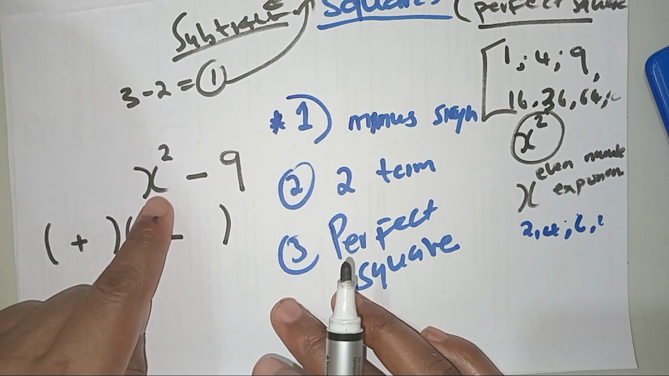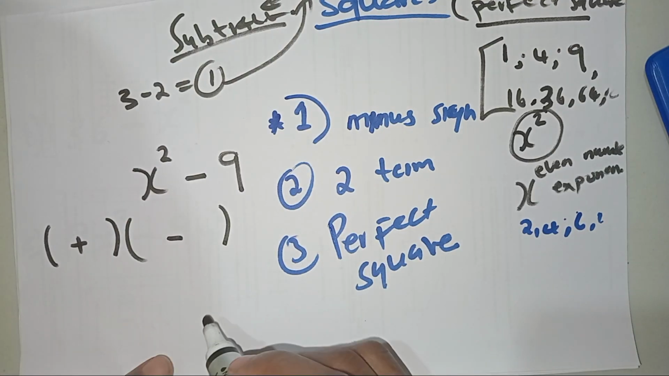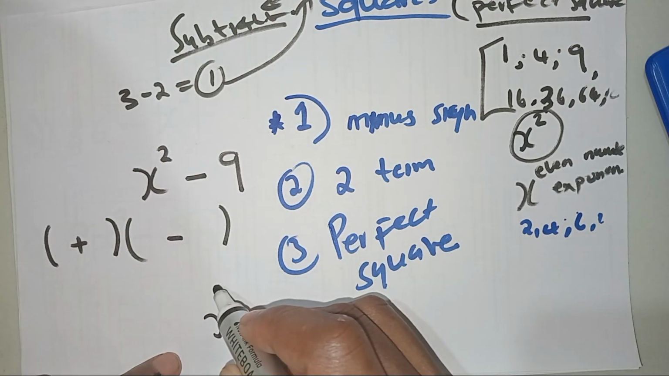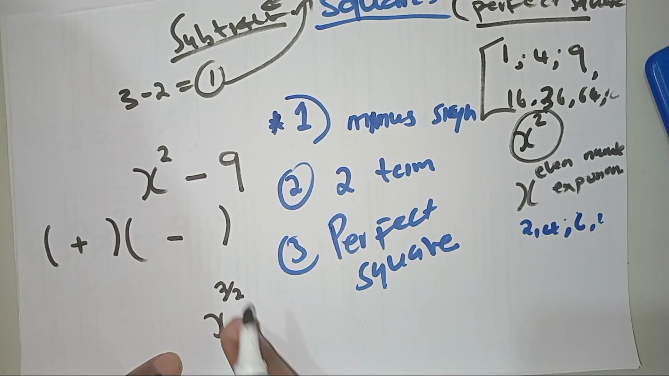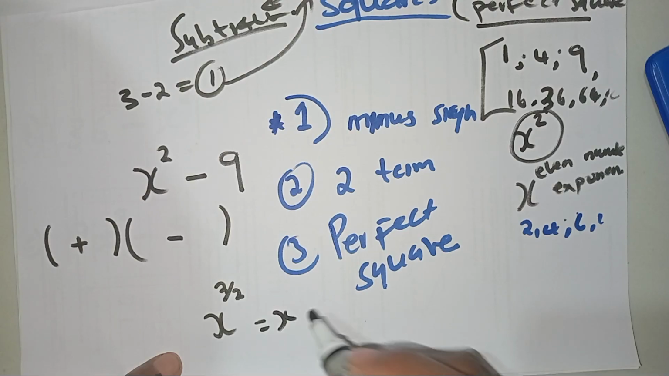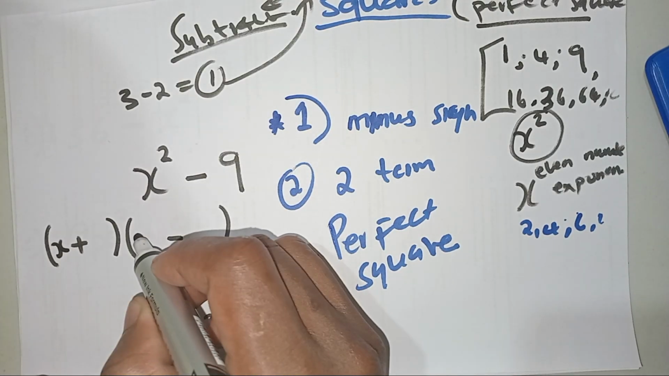So what is the square root of x squared? How are you going to get that? You're going to say x squared and then you divide the exponent by 2. 2 divided by 2 is 1. It means that it's going to be x, exponent 1. And then it's going to be x.